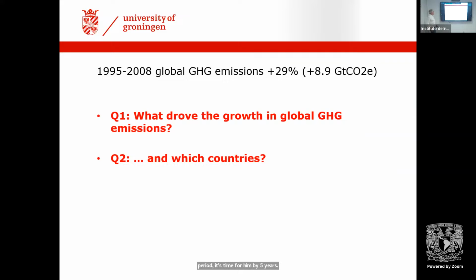So looking at 1995 to 2008, we're looking at global greenhouse gas emissions, and they increased by almost 30%, by 8.9 gigatons in this 14-year period. And our questions were simple. What drove the growth in global greenhouse gas emissions, and in particular, which countries? Who is to blame? Of course, it's all of us.